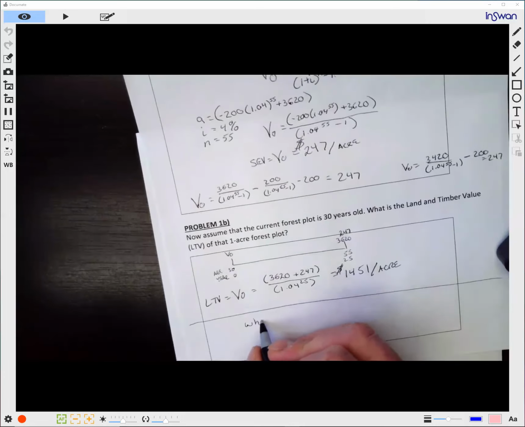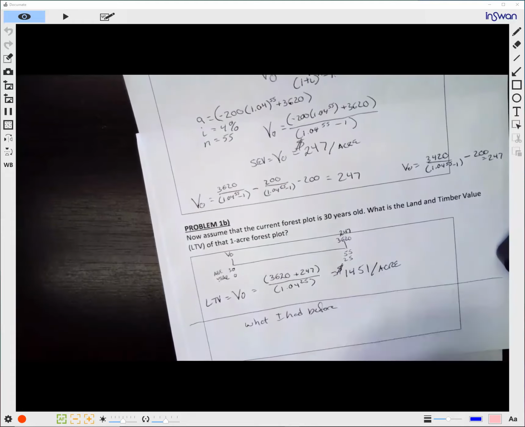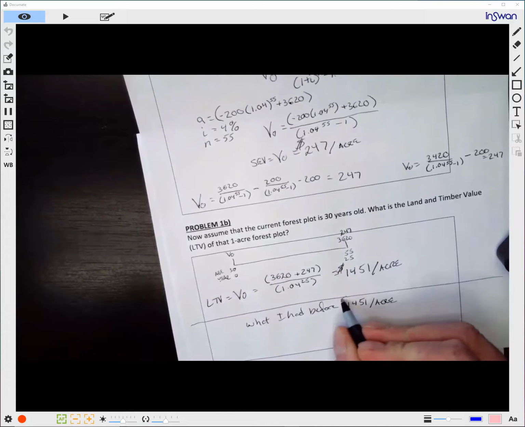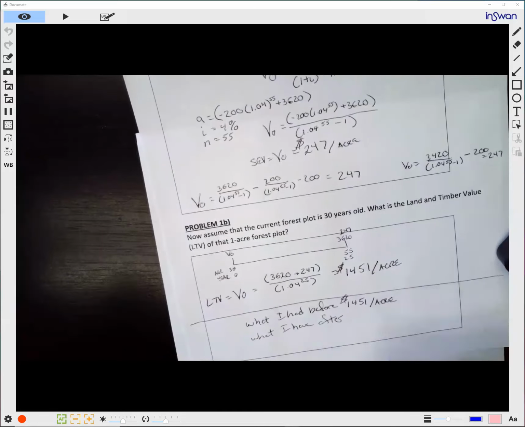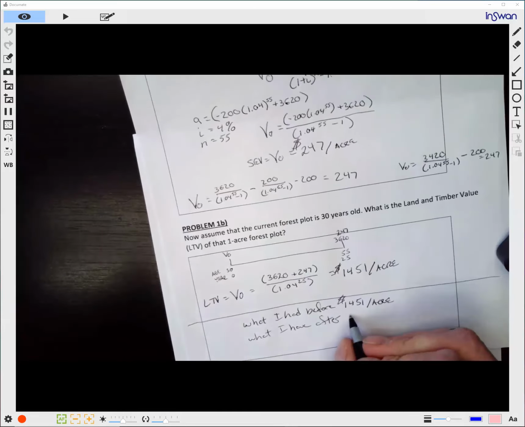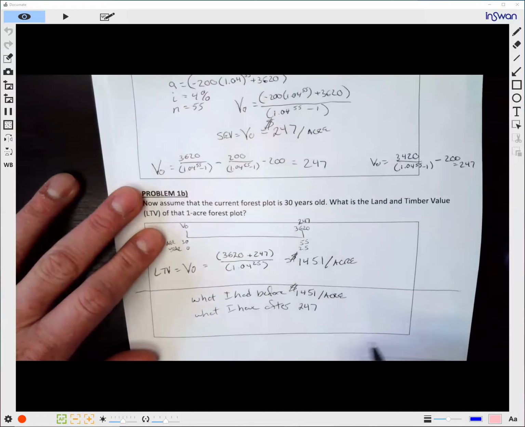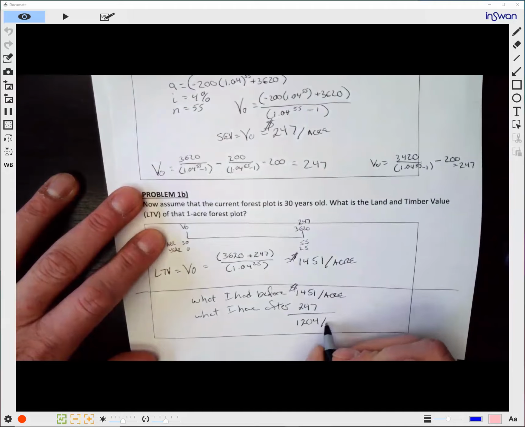What I had before the fire. What did I have before the fire? In this case, I had 1451 per acre. And what do I have after the fire? I don't have 0. I have 247. I have this. I could plant it and do it. So what did the fire do? I had this before. I have this after. I can subtract those, and that becomes then the fire loss that I would use, or 1204 per acre.